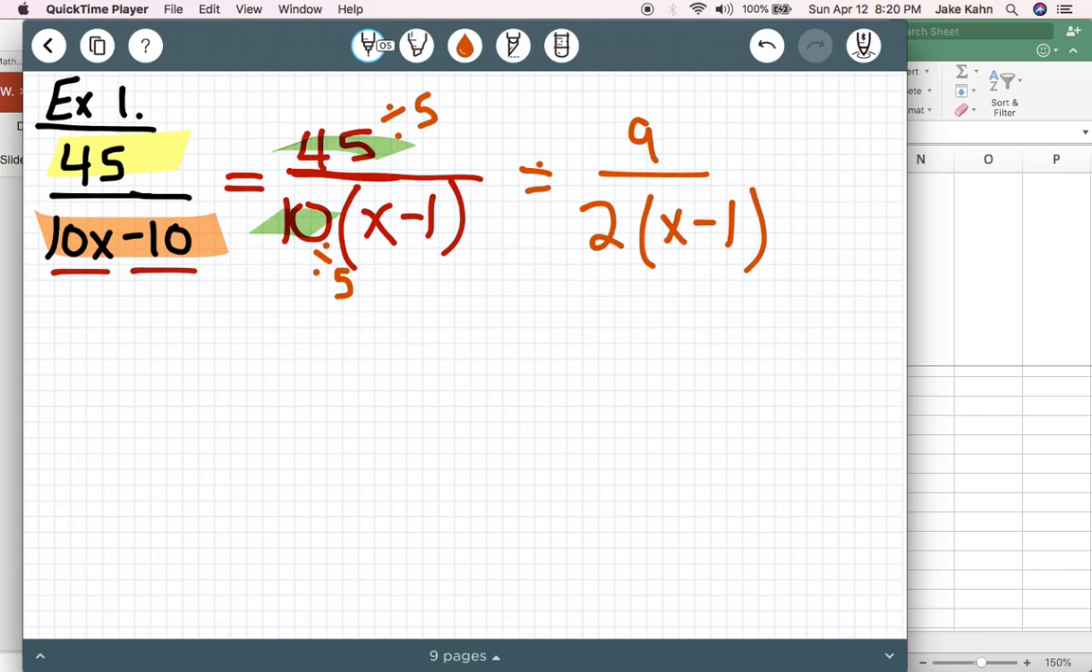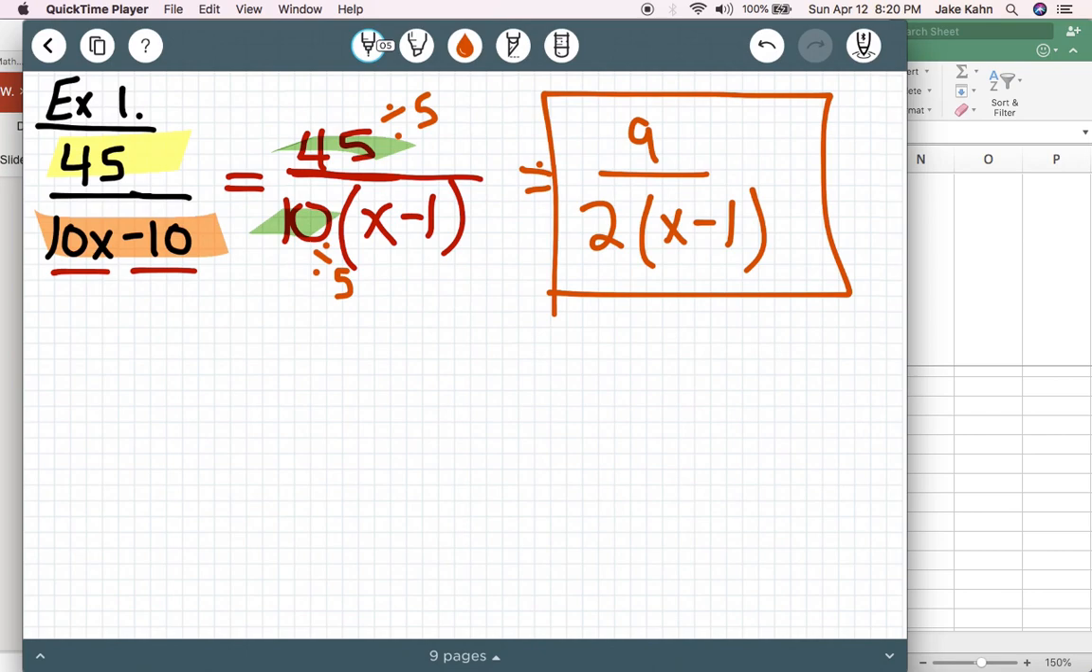All right, so can we simplify it anymore? The answer is no. The x minus 1 doesn't cancel out with anything. 9 and 2 don't have any common factors, so this right here is our final answer. But remember that for these problems this week, you need to state your domain restriction. This is true for pretty much every single problem on the classwork.